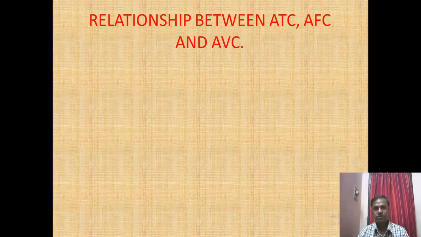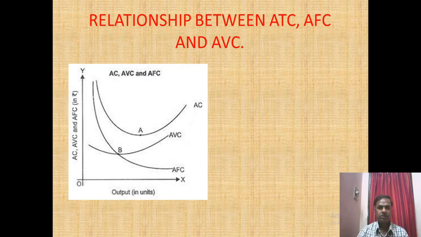The next one is the relationship between ATC, AFC and AVC. ATC means average total costs or average costs. AFC means average fixed costs, and AVC means average variable costs. You see this curve. This is AC or ATC. This is AVC. Then this is AFC.